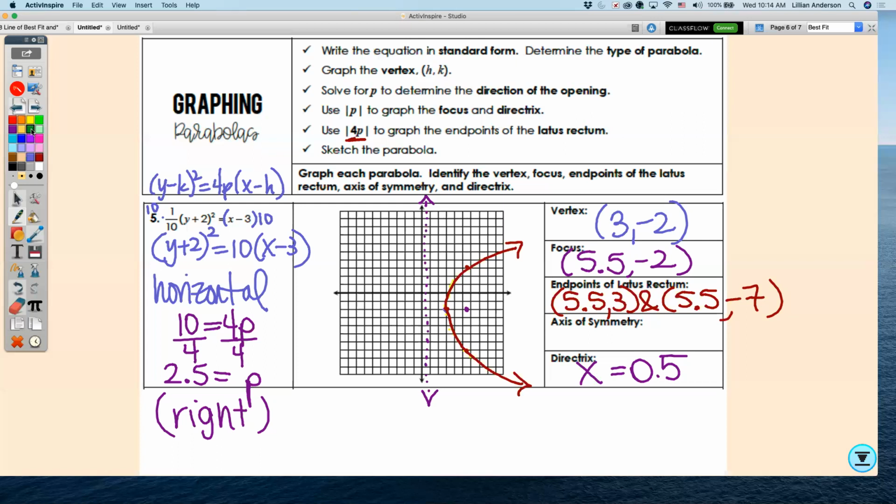What's my axis of symmetry? Y equals negative.